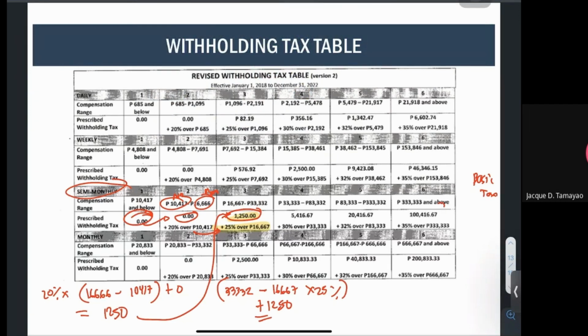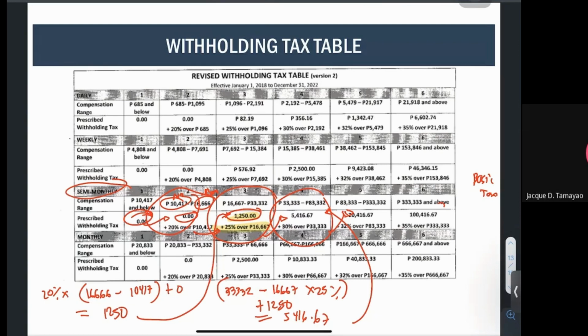33,332 less 16,667 times 25% plus 1 to 50. We will get here 5416.67, which is this one. So again, as I told you, the total tax here is the basic tax here.